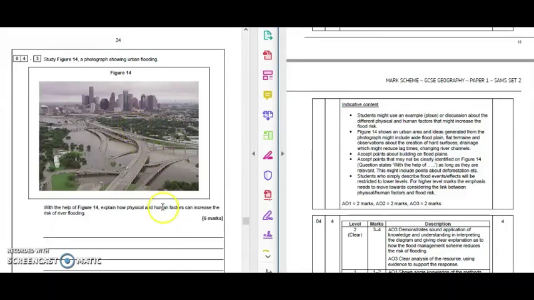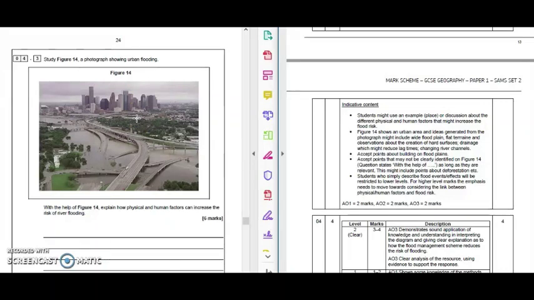Also, you could have another human factor and say the cutting down of trees, the deforestation. If you cut down trees, then there is less what's called interception, because trees normally collect the water on the branches and on the leaves, so it doesn't go straight away into the rivers and maybe cause a flood. But if trees are cut down, maybe to have room for buildings to be built, that could lead to flooding as well.